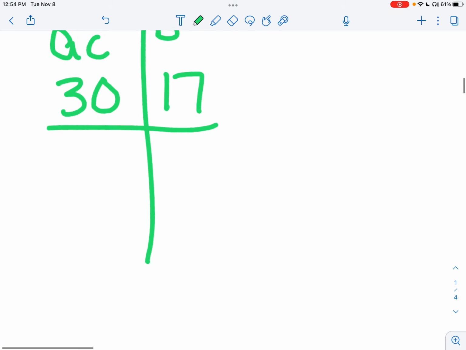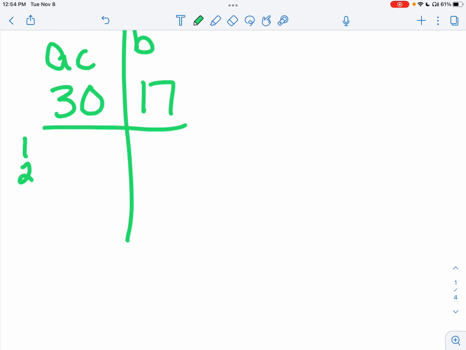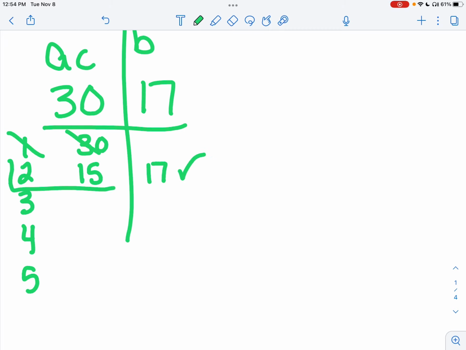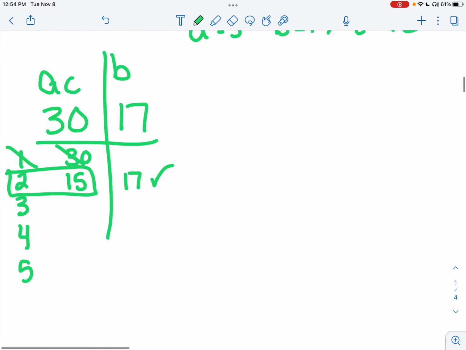I promise you it is in this list with its pair that multiplies to 30. It's one of those. So is it 1 times 30 to make 17 when you add? No. Let's see, 30 divided by 2 is 15. There it is. There's your 17. The sign works. Now I'll move to the box.